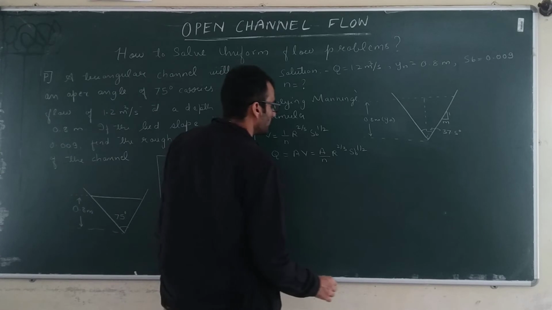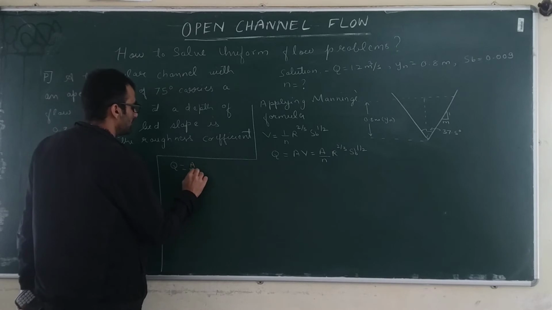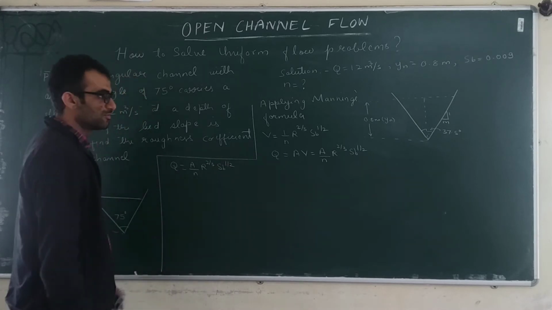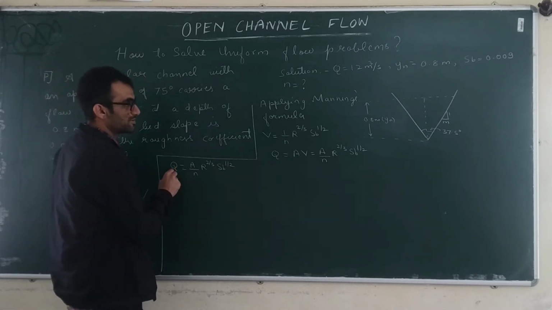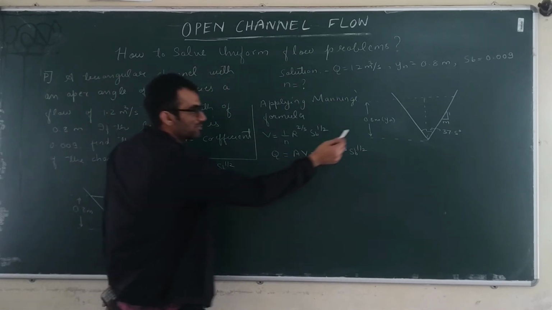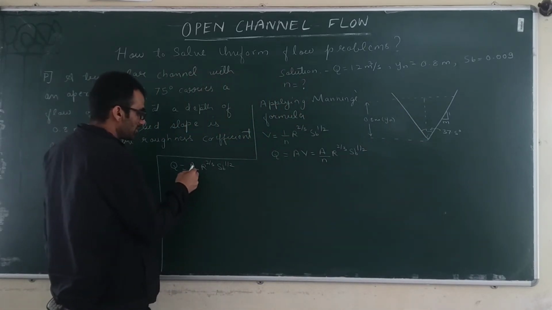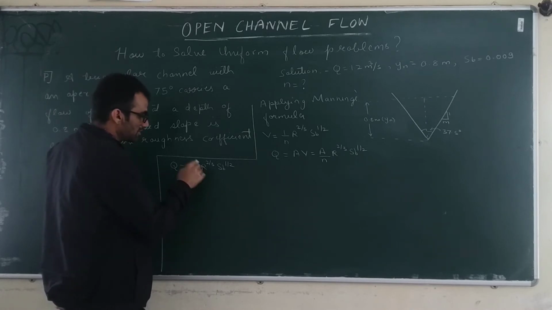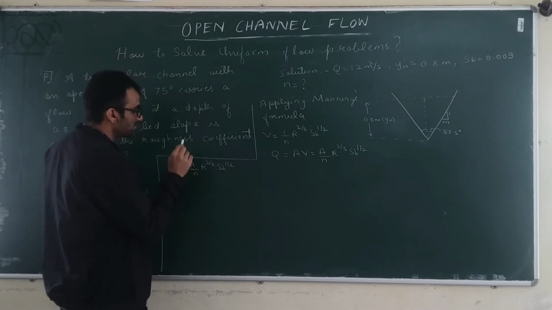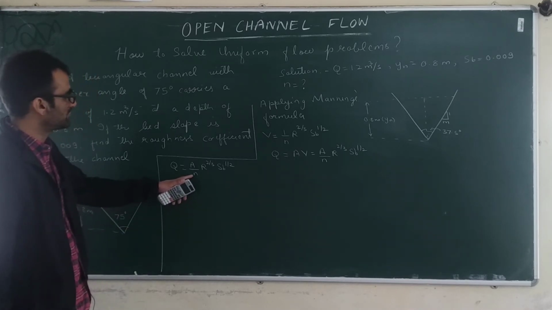Now in this formula, what are the known quantities? Therefore, Q is, I will write it again, A by n, R to the power 2 by 3, S_b to the power 1 by 2. In this formula, what we know and what we don't know: discharge is given to us. We know how much discharge is flowing in this channel. What is the flow area? Flow area can be calculated. We know the flow depth, we know the geometry. Using trigonometry you can calculate flow area and hydraulic radius also, and bed slope is also given. So what is the unknown? Only unknown is Manning's roughness coefficient, that is n.